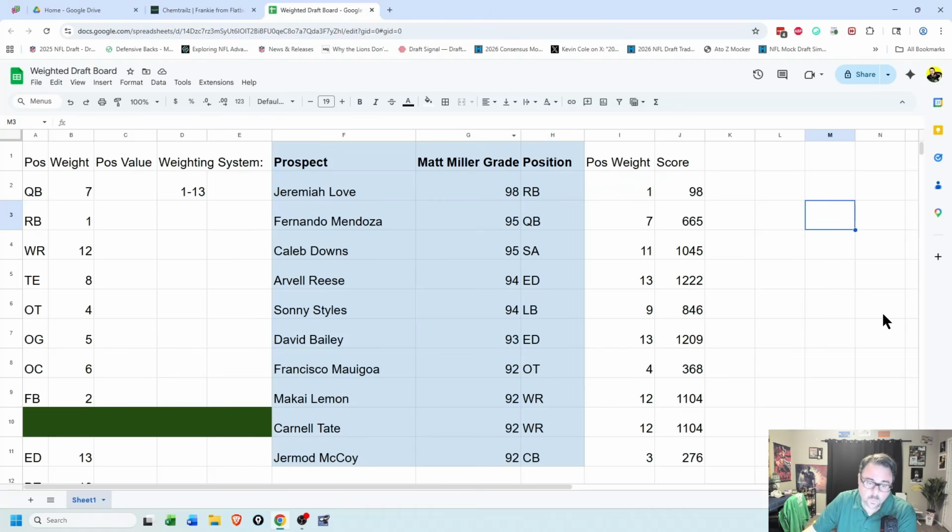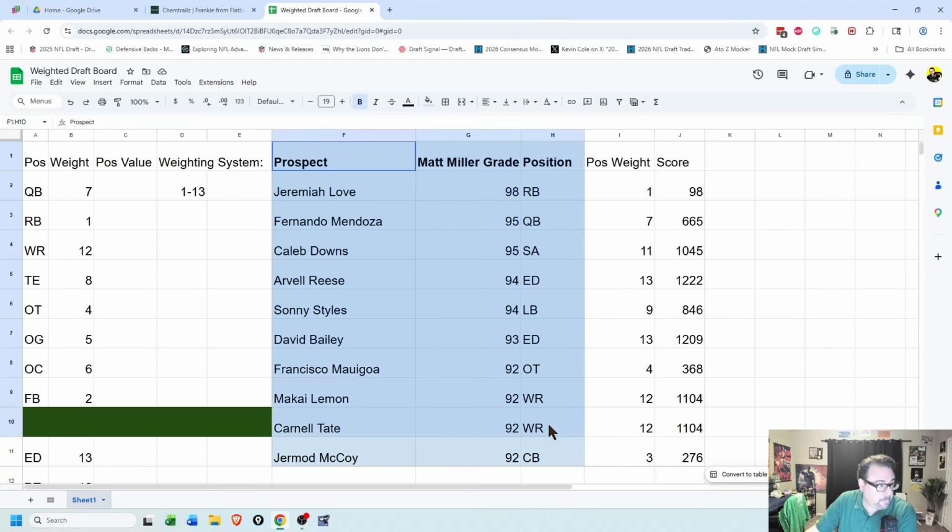Now, what do we got here, Frankie? Well, this right here in the blue is an example of what they call a vertical board. This is what you're used to. It's a vertical list of prospects that are graded. For this example, we're using Matt Miller's grades because we needed somebody who has published actual grades instead of just rankings. We're just using them for illustrative purposes only.